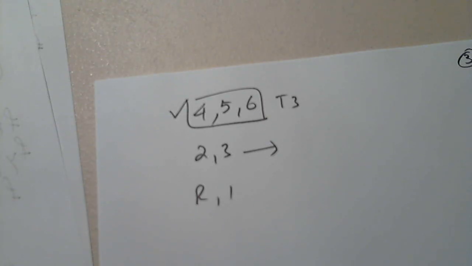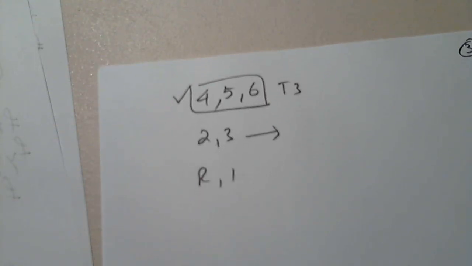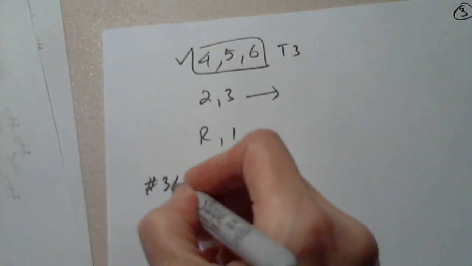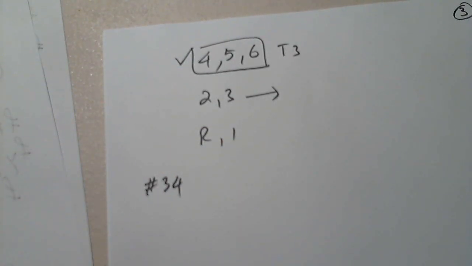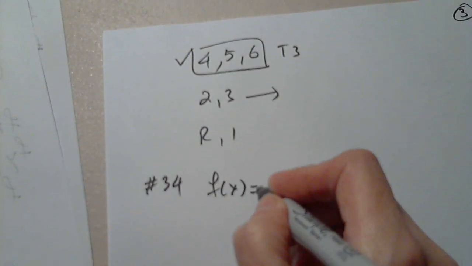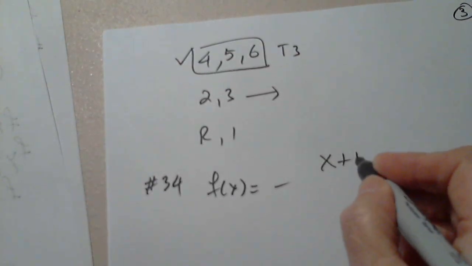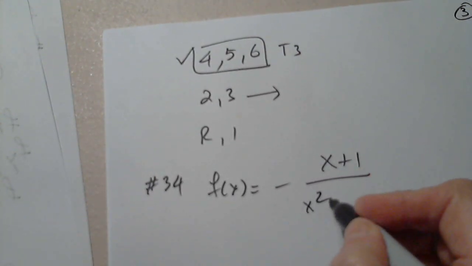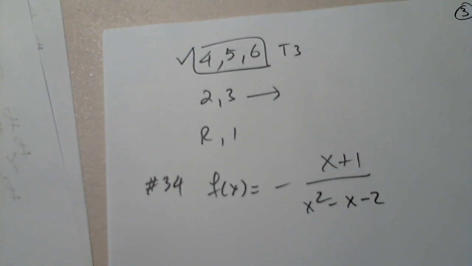So I like to start with 34. In 34, we're given a function f of x equals negative x plus 1 divided by x squared minus x minus 2. I hope you're all registered for test 3, and I hope you're all registered for the final exam already in Register Blast. As you know, it's getting very busy.